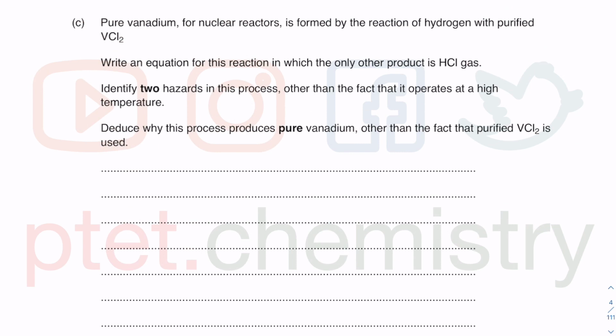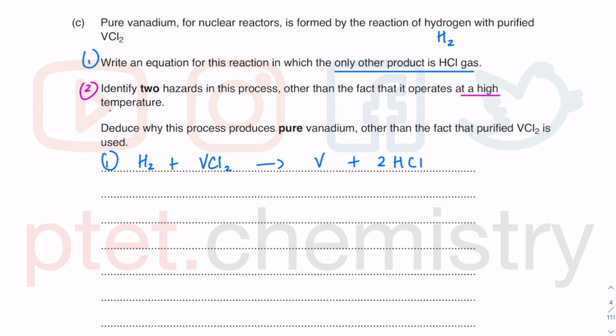In part C, pure vanadium for nuclear reactors is formed by reacting hydrogen with purified VCl2. The other product is HCl, write an equation. So hydrogen gas, because there's H2 there, plus VCl2. We're going to get vanadium pure metal, and we're going to get 2 HCl in order to balance the equation, as the only other product there. Now identify 2 hazards in this process other than the fact that it operates at high temperature, so we don't need to talk about that anymore.